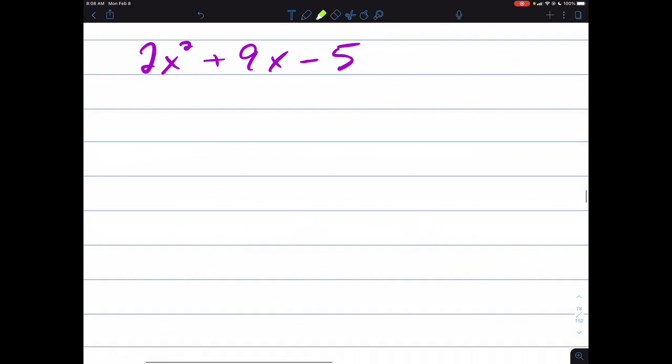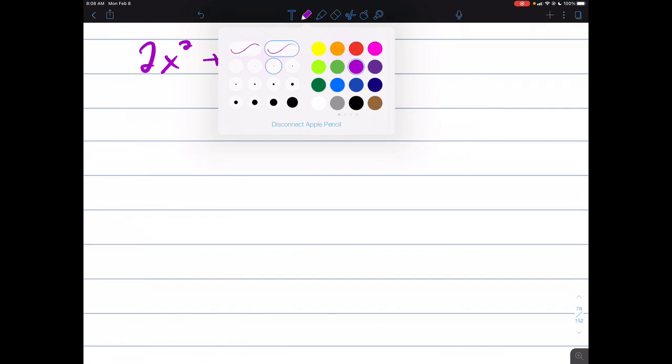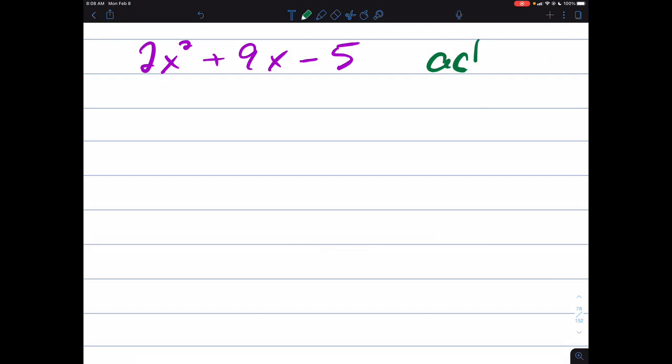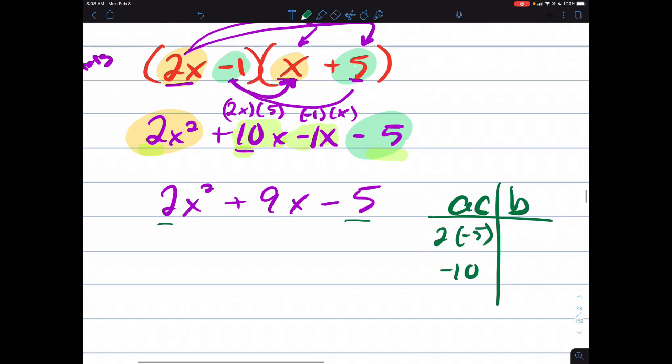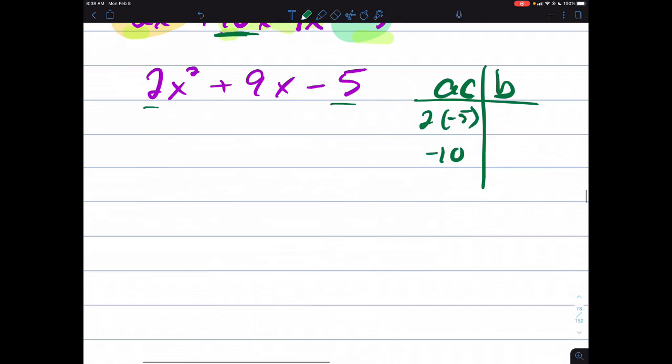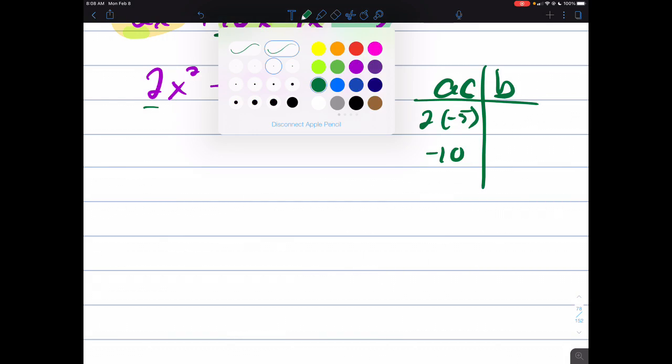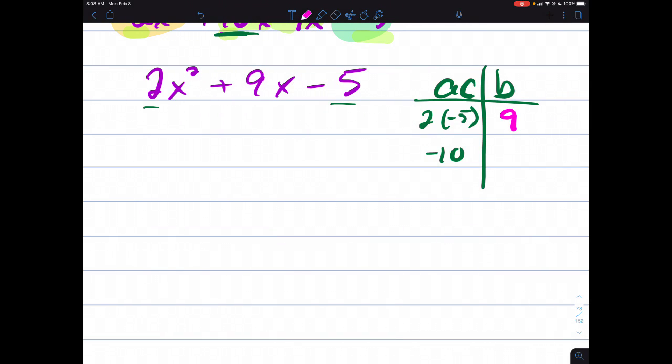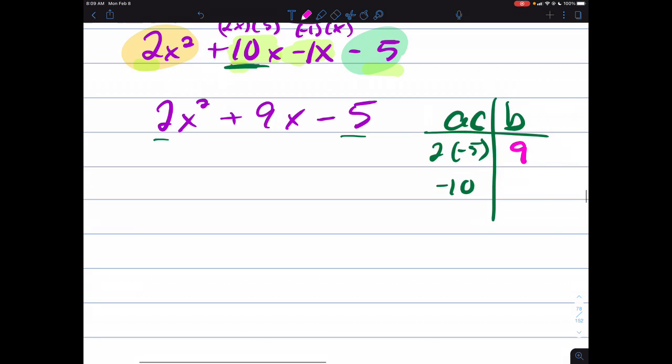So I suggested y'all make what I've been calling the ACB chart. And we take the first number and the last number, 2 times negative 5, and that gives us negative 10. Now remember, when we multiplied this together, here's that negative 10. So we're working in reverse. And then our B, which was 9, we had to figure out what numbers got added together to give us that 9. That's what we're trying to figure out.